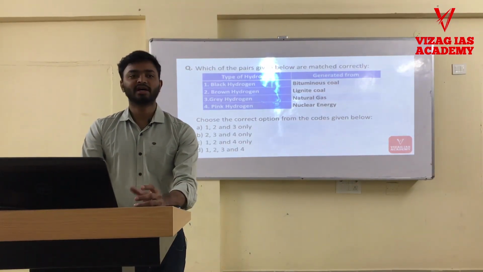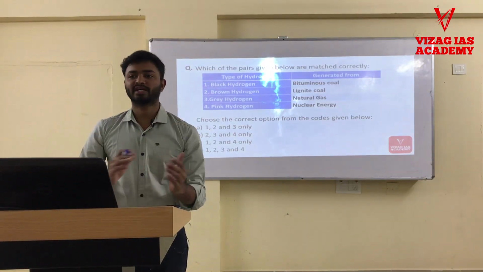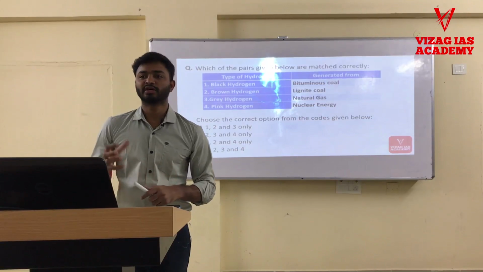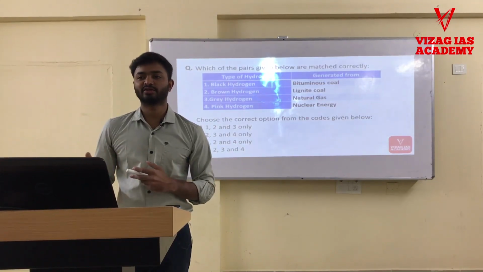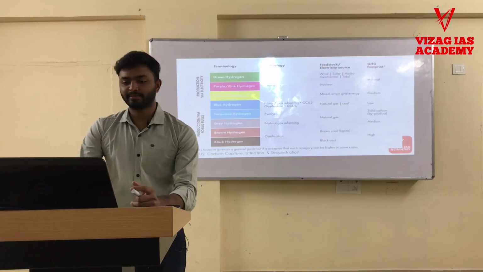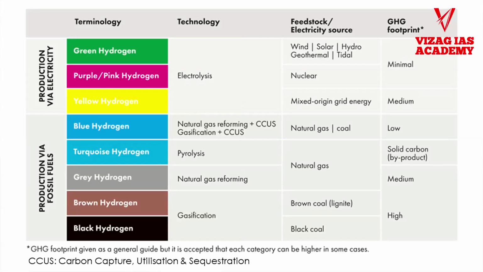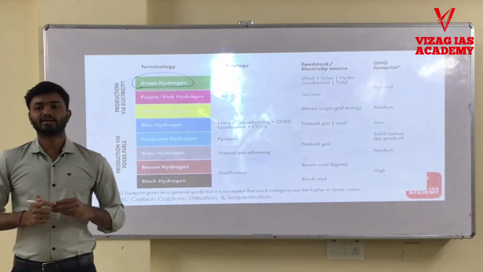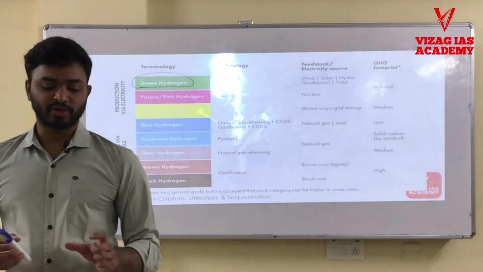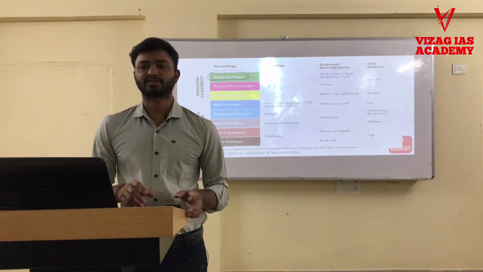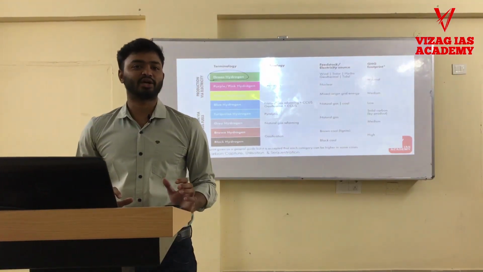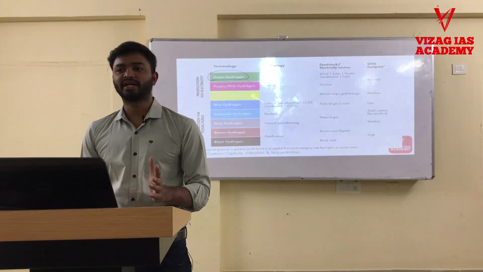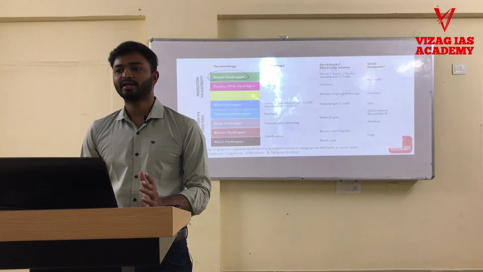So this is called the hydrogen fuel spectrum. Just as we have different colors, the hydrogen fuel based on the source of the raw material can be categorized into different colors. So let us see them. First we have green hydrogen. To produce hydrogen there is a famous and popular process called electrolysis. In electrolysis, the water constituents are split into hydrogen and oxygen.